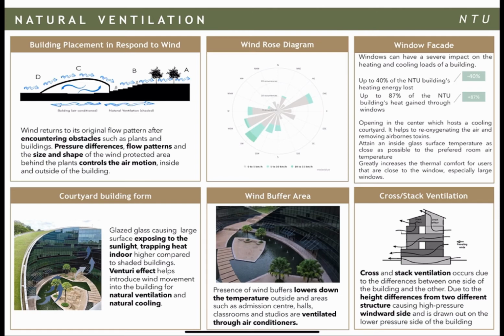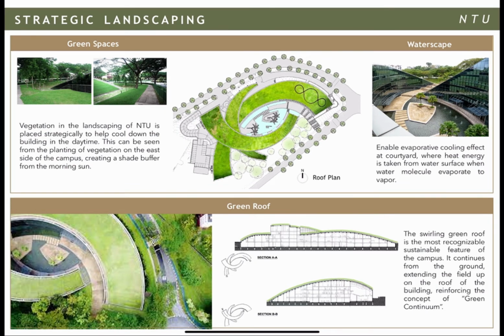side of the building. For strategic landscaping, the vegetation in the landscaping of NTU is placed strategically to help cool down the building in the daytime. This can be seen from the planting of vegetations on the east side of the campus, creating a shade buffer from the morning sun. For waterscape, it enables an evaporative cooling effect at the courtyard, where heat energy is taken from the water surface when water molecules evaporate to vapor.